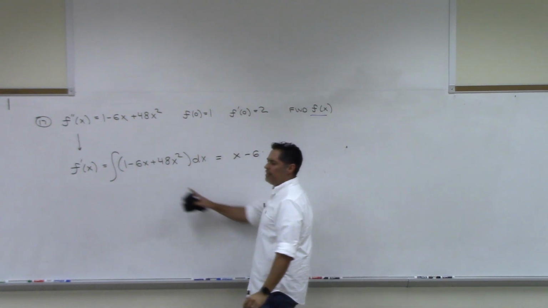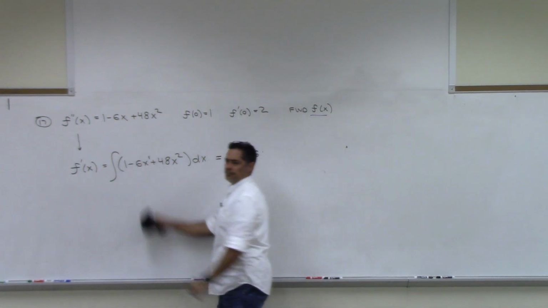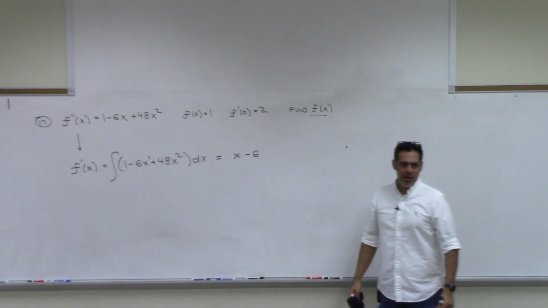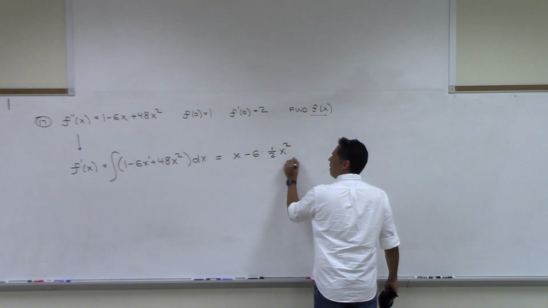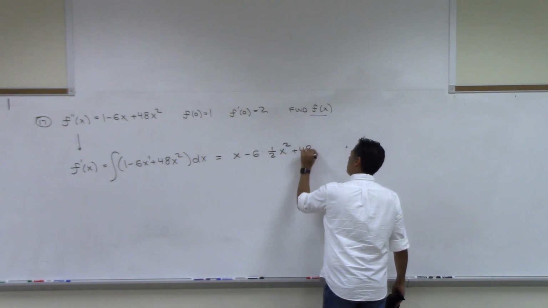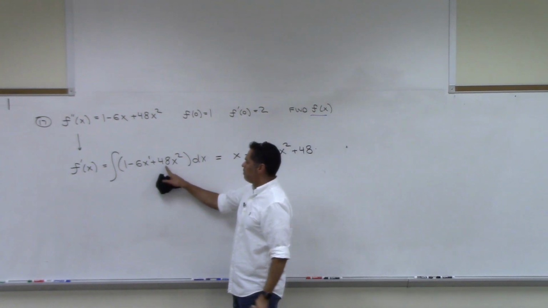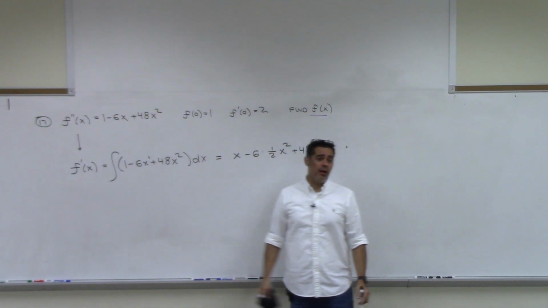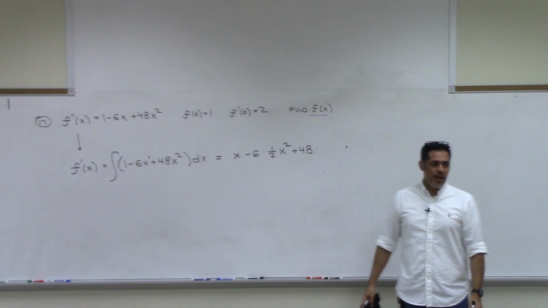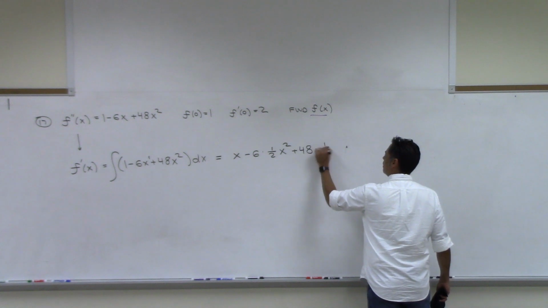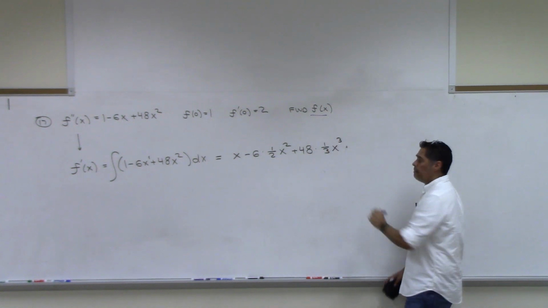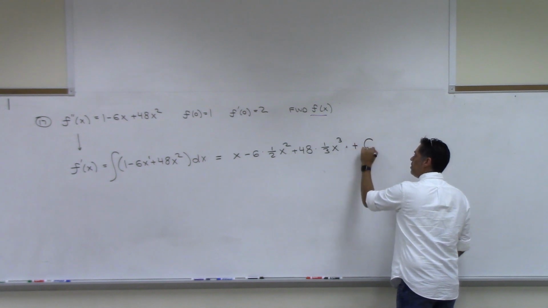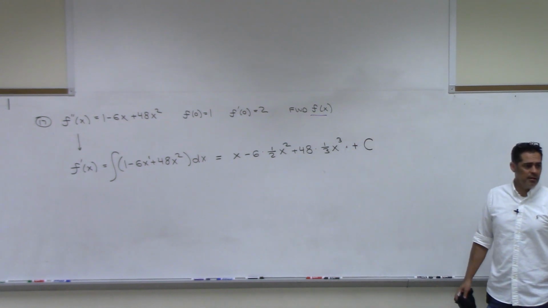What's the antiderivative of x to the first power? 1/2 x squared. Plus 48, the 48 came for the ride. What's the antiderivative of x squared? 1/3 x cubed. We're done with the antiderivatives. Plus c, some number we don't know.